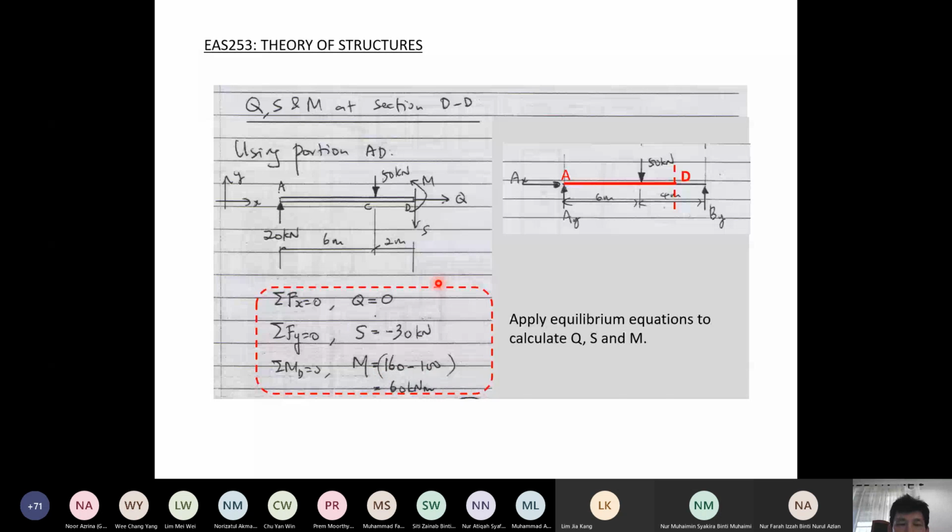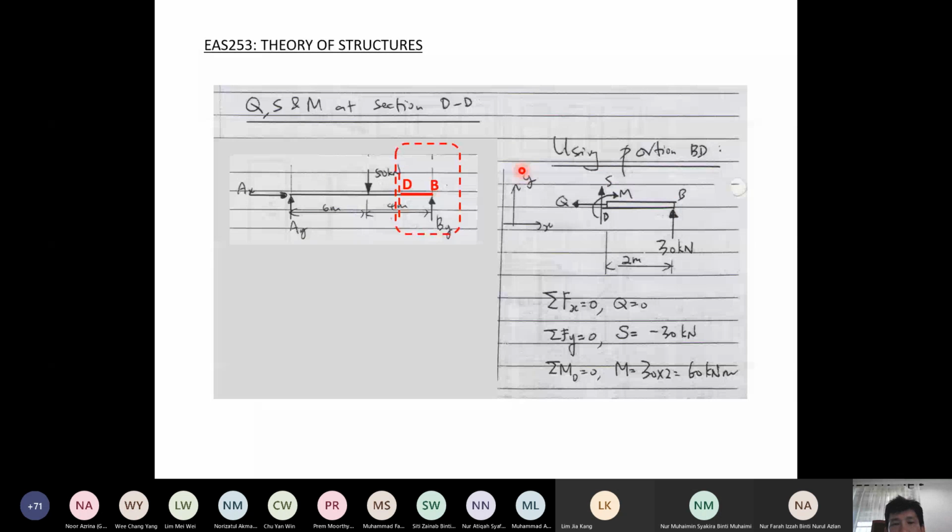So just to complete adding the explanation here, you can use either side. If I use the free body diagram on the right-hand side of the cut, so I indicate here, I use the right-hand side. Just now we used this part. Now we use this part. So now, if you draw the free body diagram, this is what we get.